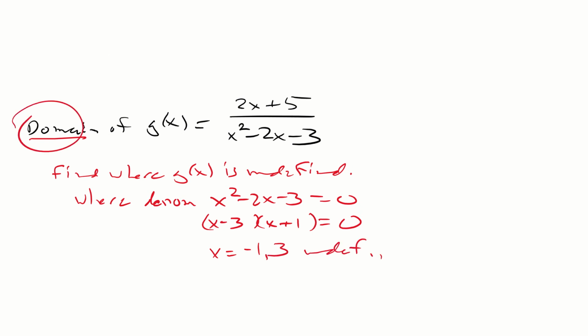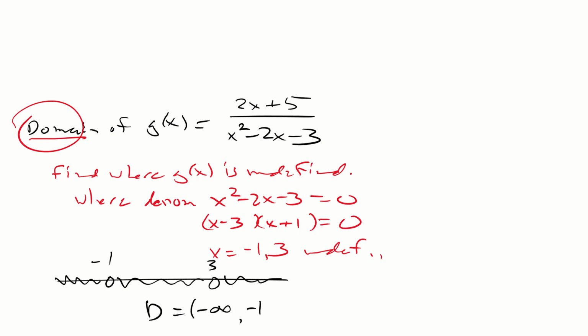But someone said, what's the domain? Well, the domain is everything else. So mark off minus 1, no good. Mark off 3, no good. But that's good. That's good. That's good. So the domain is equal to the following intervals. It's going to be minus infinity to minus 1. That's this one. Union minus 1 to 3. Union 3 to infinity. So we get all those intervals, and there's another example.